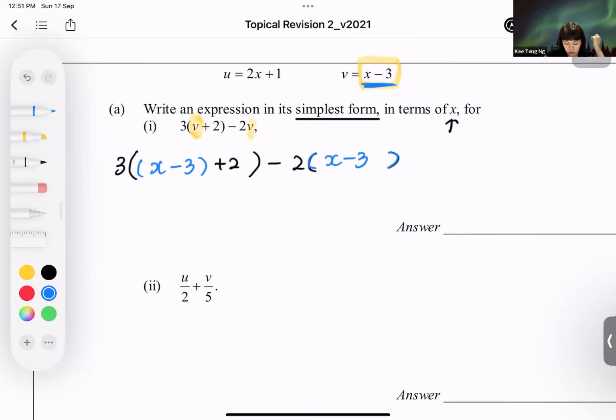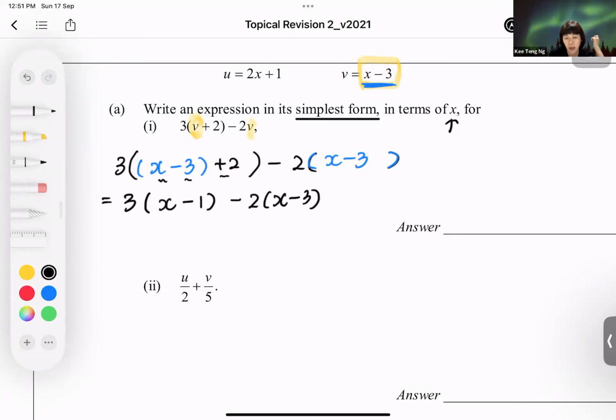Okay, now let's do our step to simplify. Let me simplify whatever is inside my bracket first. This is x minus 3 plus 2. So it's still x. Negative 3 plus 2, or 2 minus 3, is negative 1. Then minus 2 times x minus 3.